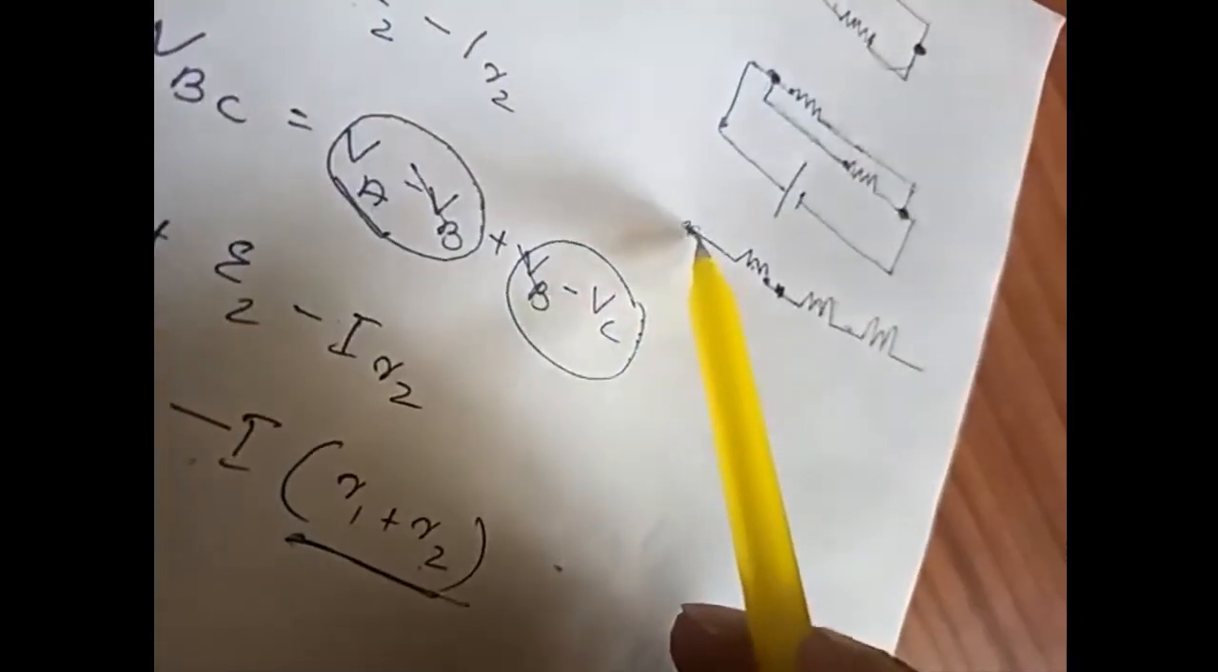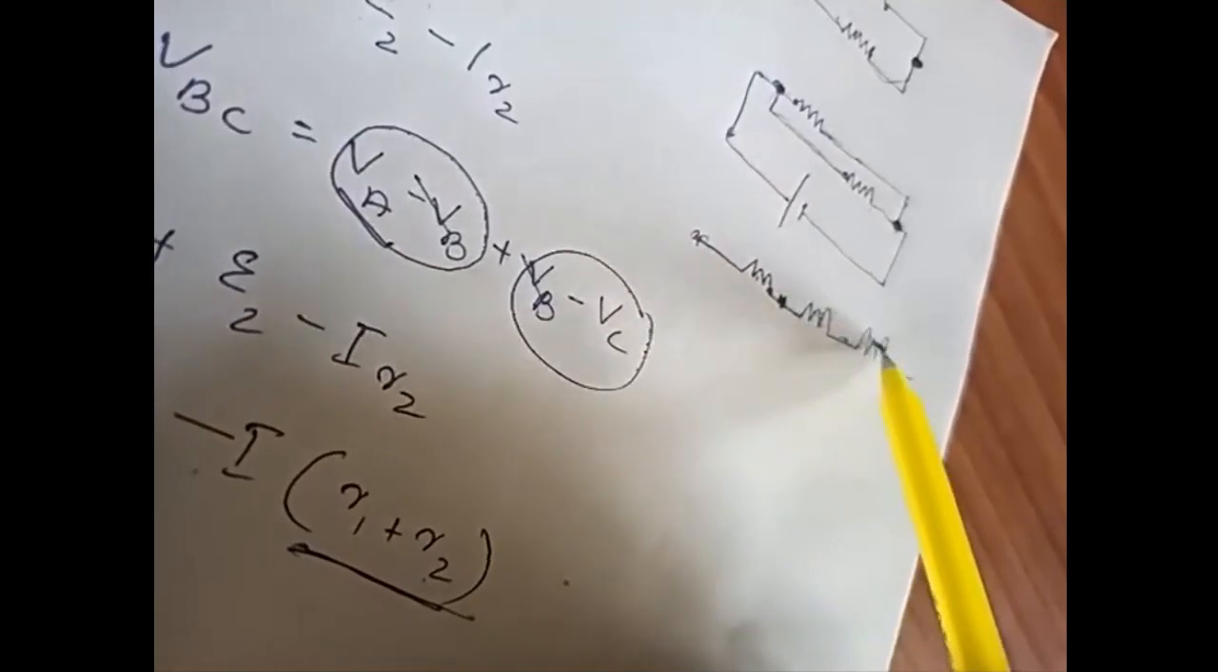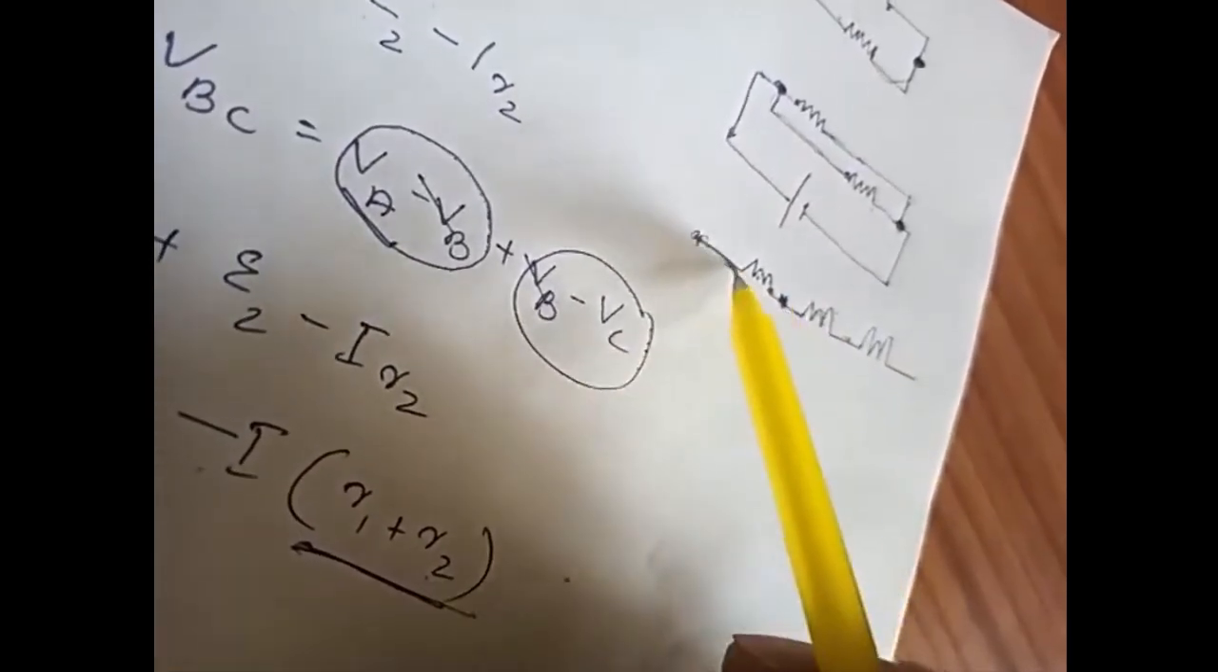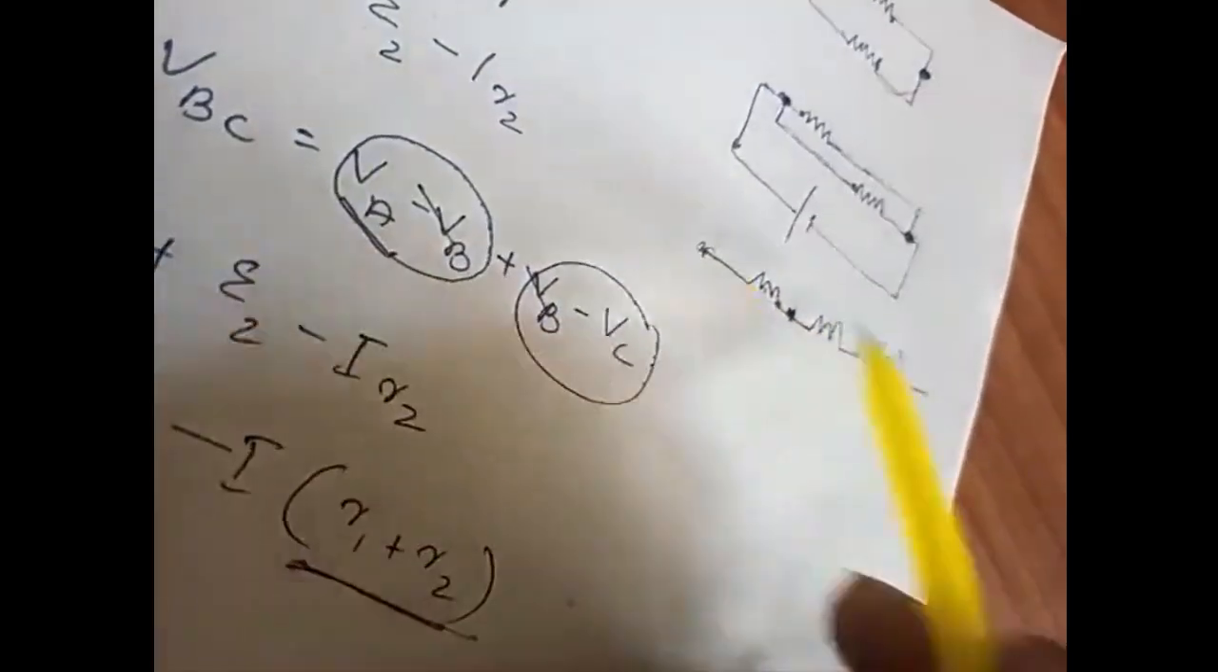If you check this image, you can see that the current which is going through this one has to pass this resistance as well as this one. Since current cannot accumulate at any point, it has to pass through all these resistors.